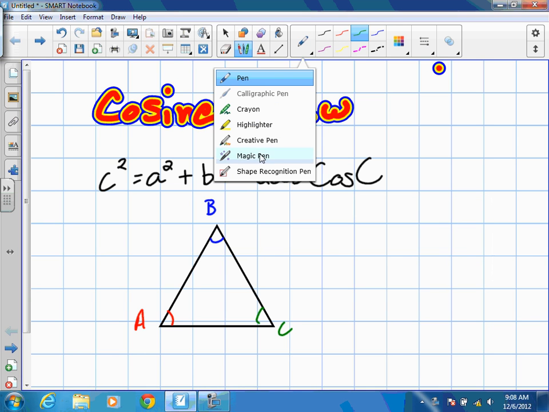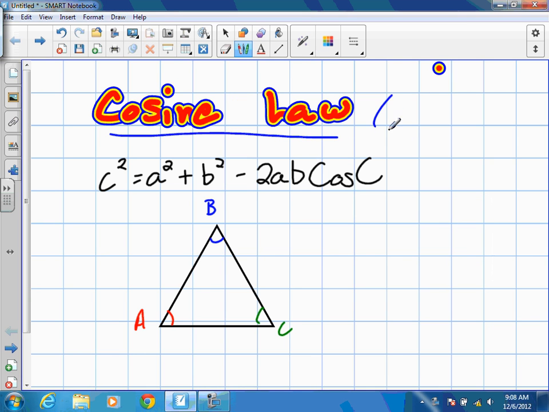All right, today we're going to go over cosine law, and we're actually only going to be solving for a side of a triangle. You can use cosine law to solve for an angle, but today we're just going to focus on the side. Now, this is a formula, and in your textbook they've given you this formula 3 different ways, where one of them has the C on the outside. That's the one I like to use.